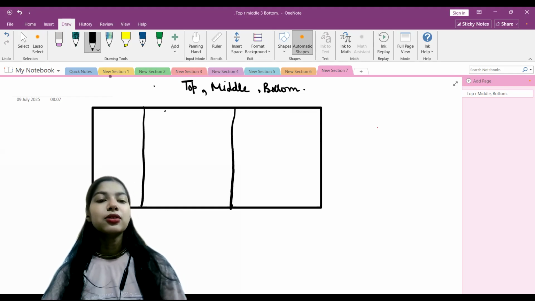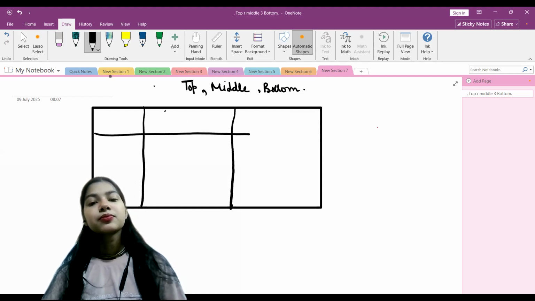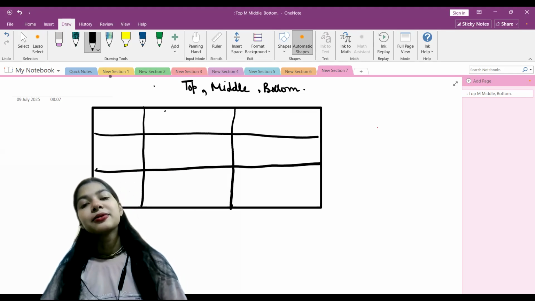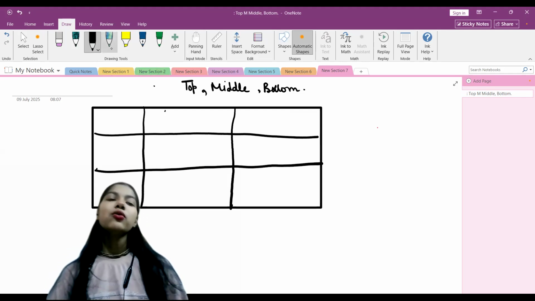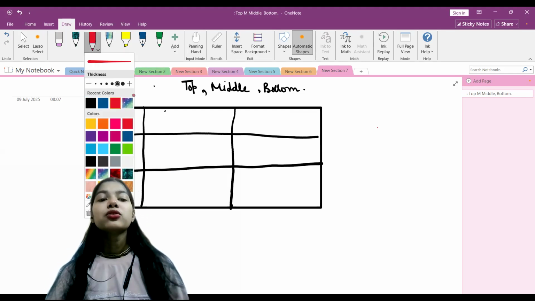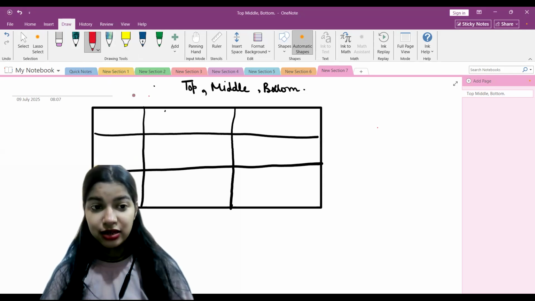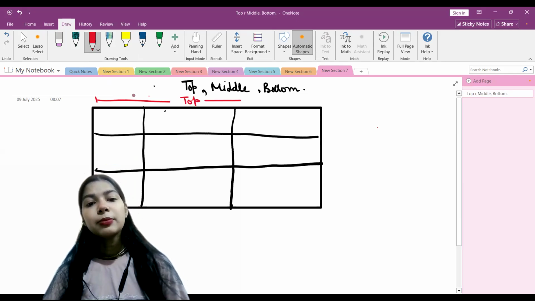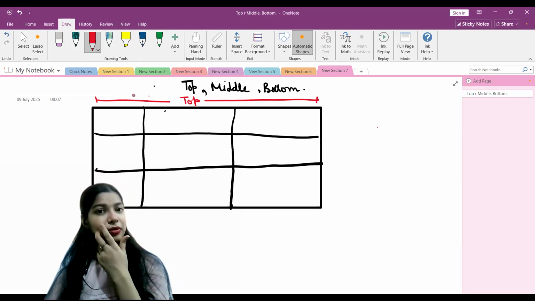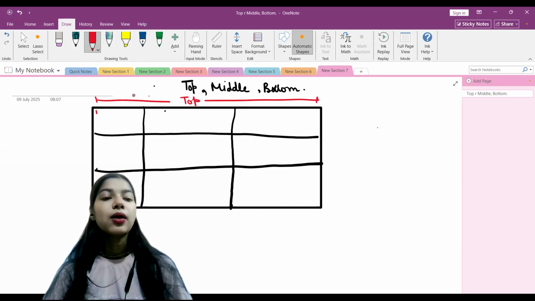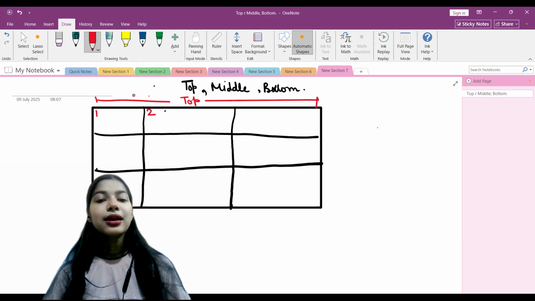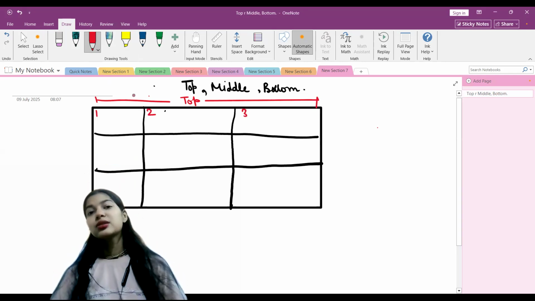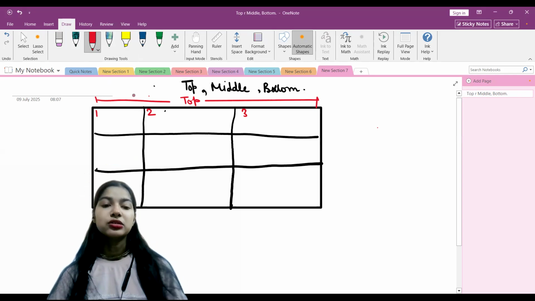That means 3 rows and 3 columns will be there. Okay. So now we know, what is the top? Top means, inside the grid, this line is the top. Let's denote it with some numbers. Okay. So the number 1, number 2, and number 3 boxes come under the top section.